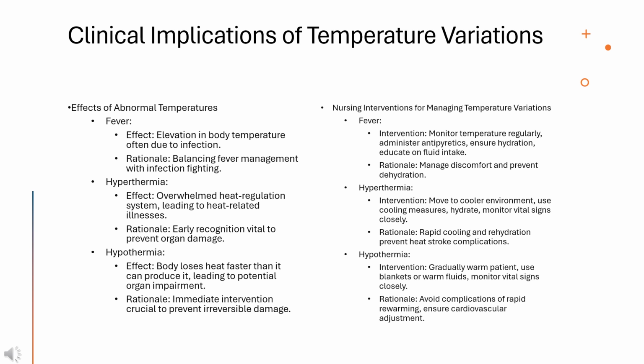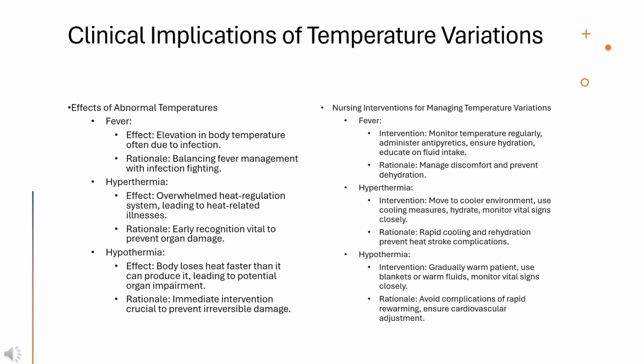Understanding this helps us to balance the need to manage the fever while allowing the body to use its natural resources to help fight off the infection. Hyperthermia isn't about the body fighting an infection. It's when the body's temperature regulation is overwhelmed by external heat or excessive activity, and often it's a combination of the two. This can escalate to heat exhaustion or even heat stroke, which can seriously damage the brain and other organs.